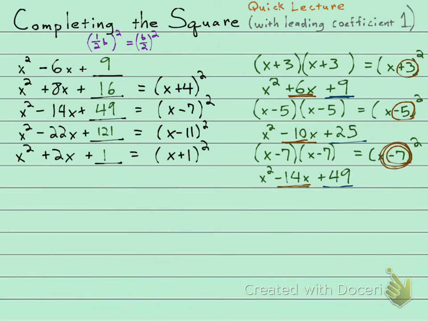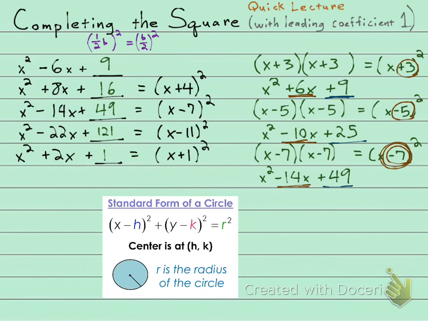And where does this come in handy? Well, look at the standard form of a circle. Sometimes we need it to be in this form, so we can find the center of the circle. Okay, so a lot of times they're going to give you the equation of a circle. You'll have to complete the square for the h and for the k. All right, I'm going to go and work some of those right now.